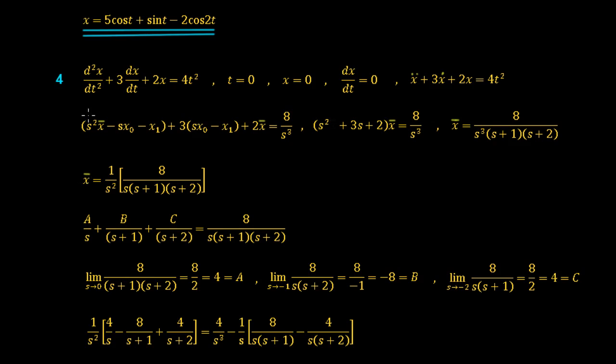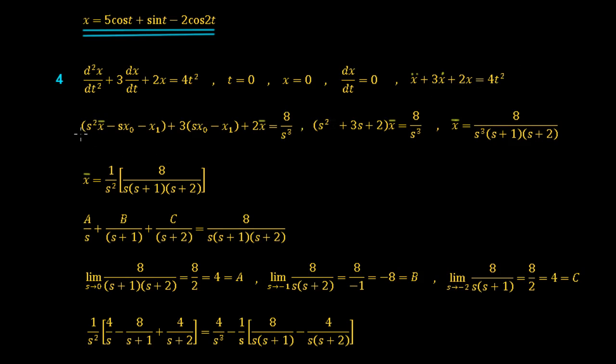Number 4. d squared x by dt squared plus 3 dx by dt plus 2x equals 4t squared. Initial conditions: t equals 0, x equals 0, dx by dt equals 0. We can write it down in this simple form here: x double dot plus 3x dot plus 2x equals 4t squared. Taking the Laplace transform of this equation gives us this equation here.